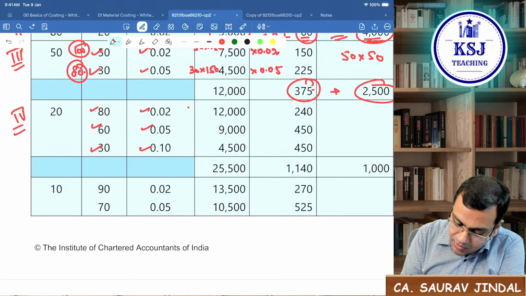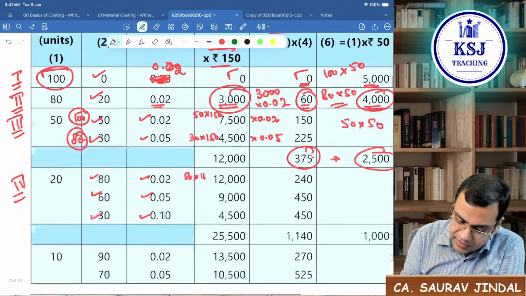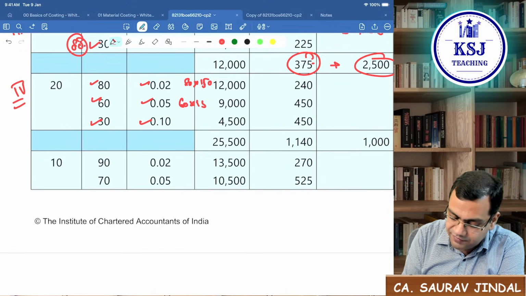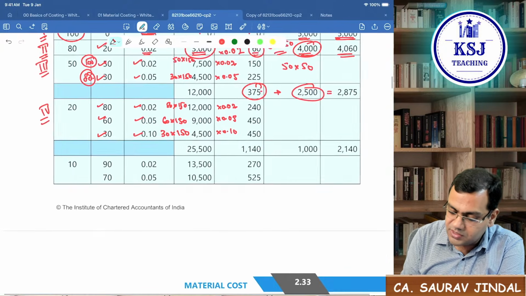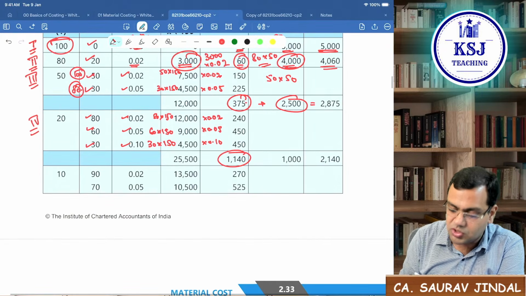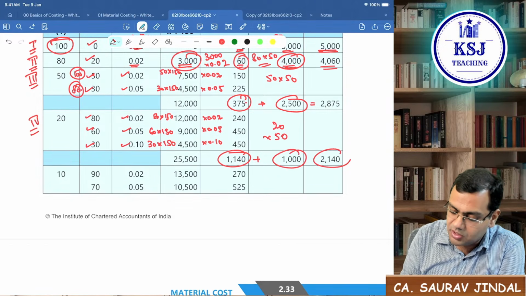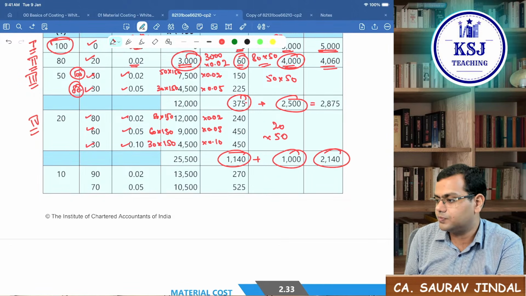Stock out cost will be what? 80 into 150, correct. Right? It will be 60 into 150, it will be 30 into 150. Then the expected stock out cost: into 0.02, into 0.05 and into 0.10. This will be your total expected stock out cost. Plus the carrying cost will be 20 units into 50. So total cost is 2140.